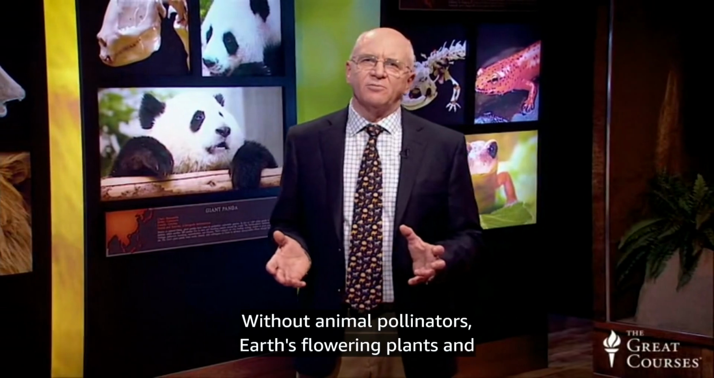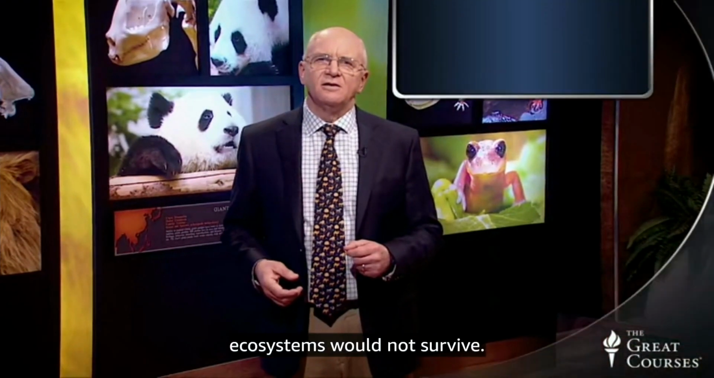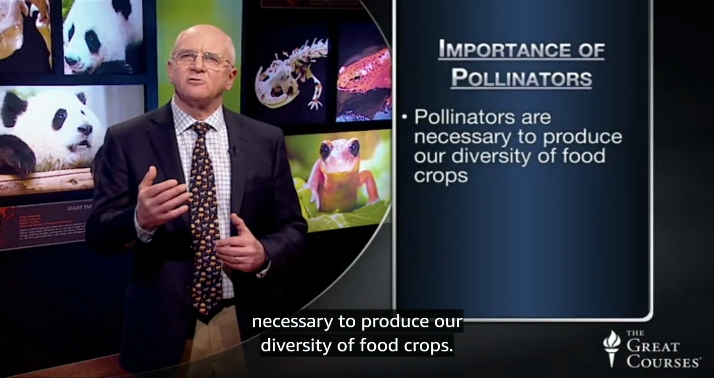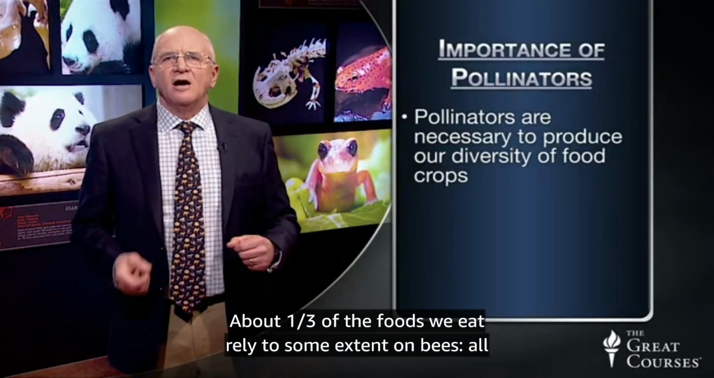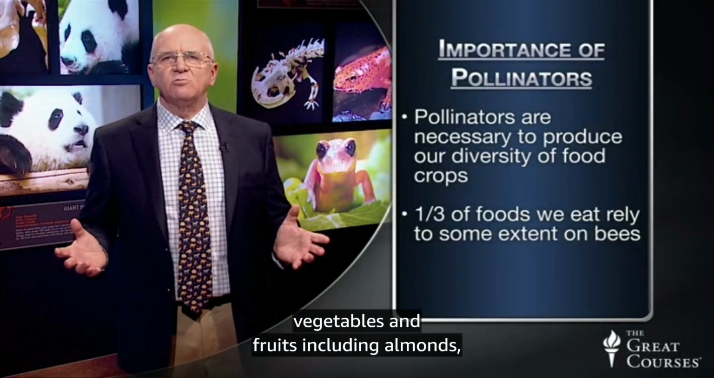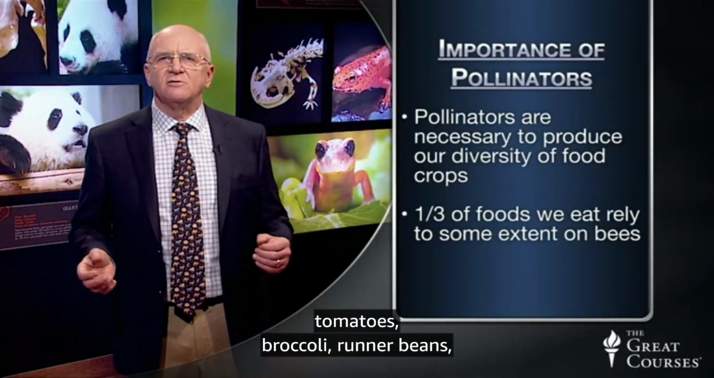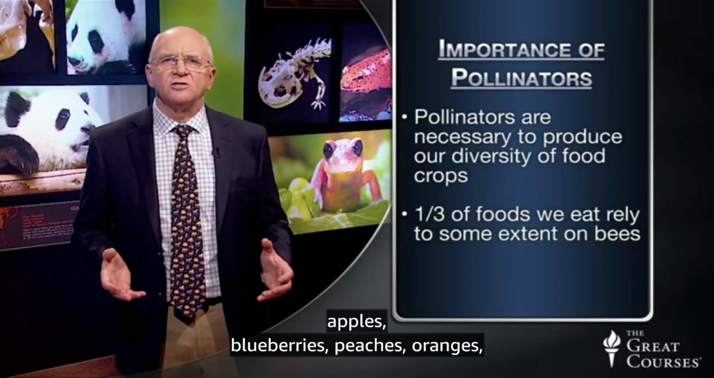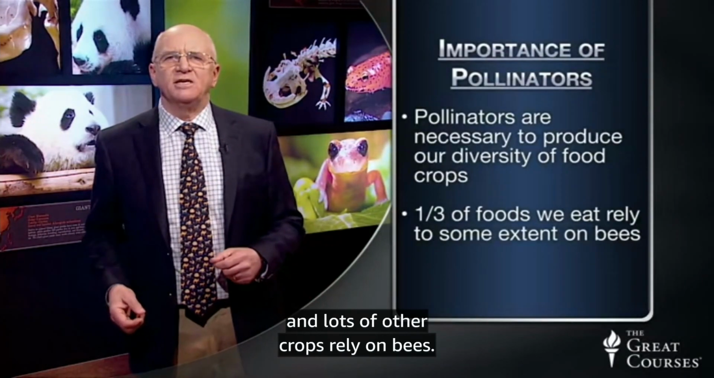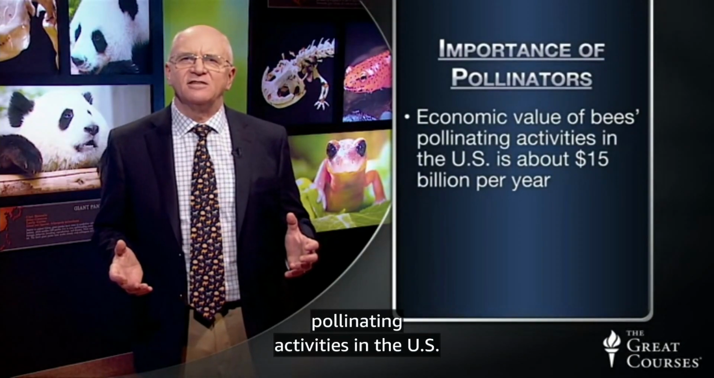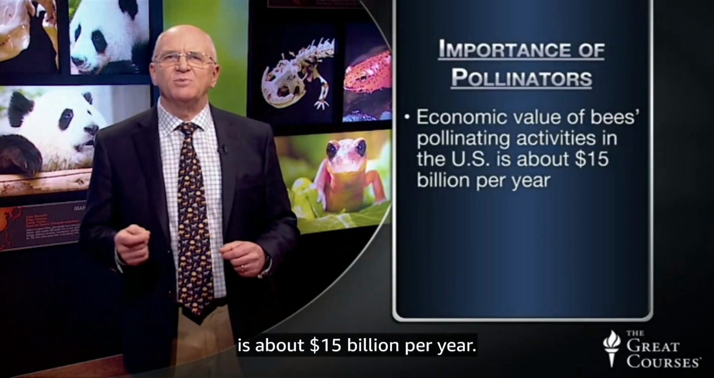Without animal pollinators, Earth's flowering plants and ecosystems would not survive. Humans would struggle more to survive because pollinators are necessary to produce our diversity of food crops. About 1/3 of the foods we eat rely to some extent on bees. All vegetables and fruits, including almonds, tomatoes, broccoli, runner beans, apples, blueberries, peaches, oranges, and lots of other crops, rely on bees. Economists estimate that the economic value of bees pollinating activities in the US is about $15 billion per year.